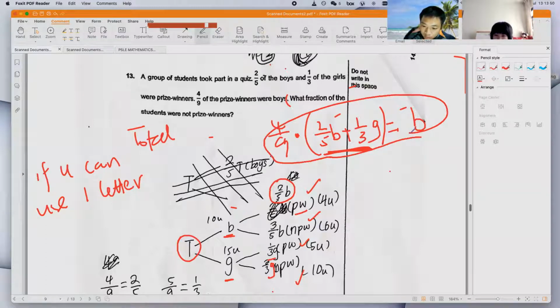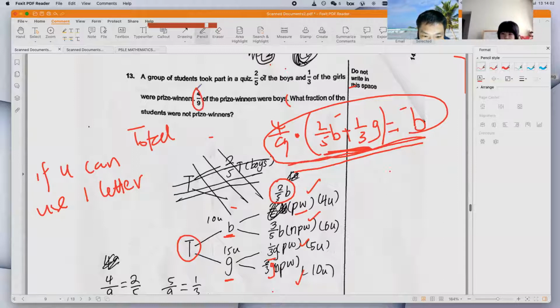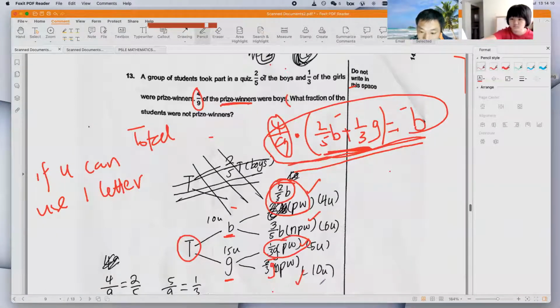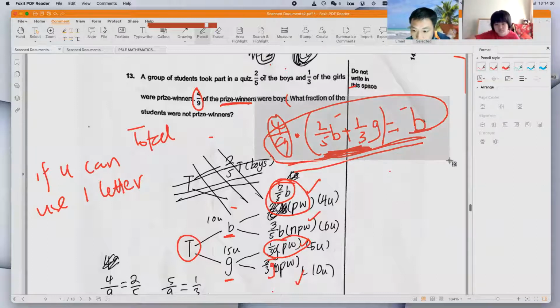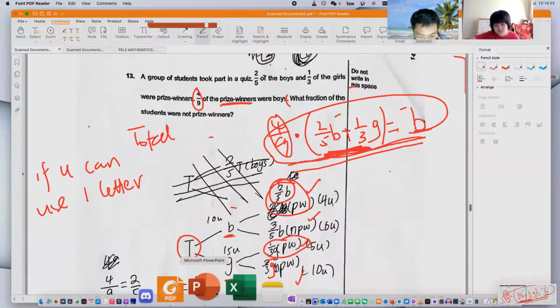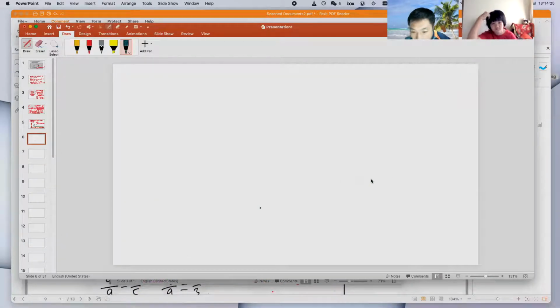Okay. So we follow up from this equation. Before we continue, do you understand this equation or not? Yes. Good. It says 4/9, so 4/9 of the prize winner. I picked it from here. Prize winner. So prize winner, they are boys. So let me continue from this. Before I can continue, I need to take this to PowerPoint. Okay, good.